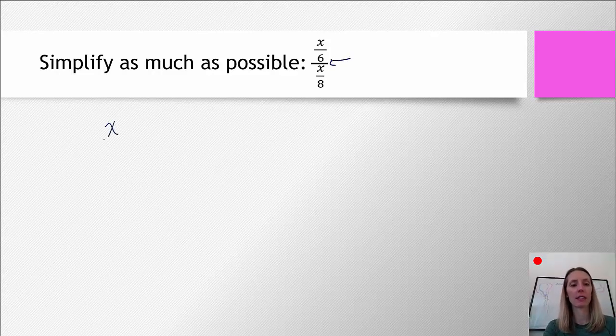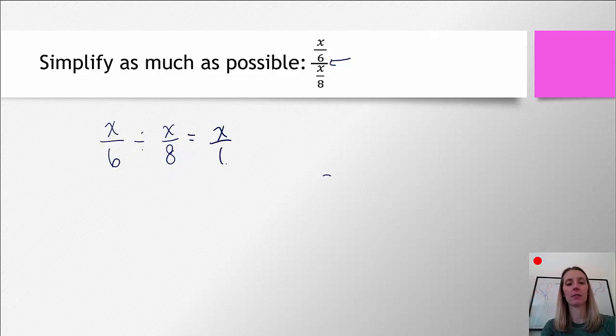So we're going to say x over 6 divided by x over 8. Now from here, we can take the division of fractions and rewrite it as multiplication by multiplying by the reciprocal. So this would give me x over 6 times the reciprocal of x over 8, which is 8 over x. Now we're ready to see if we can simplify before we multiply.